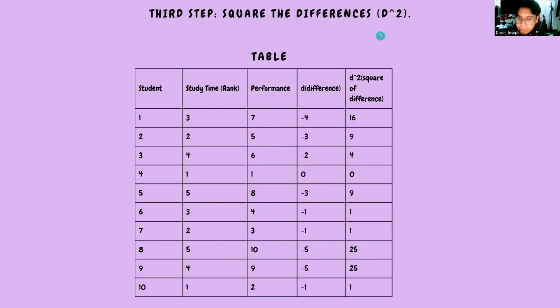We raise it by 2. We can see over here, negative 4. Negative 4 squared, 16. Negative 3 squared, 9. Negative 2 squared, 4. 0 squared, 0.